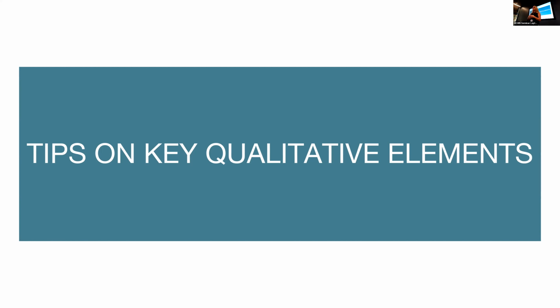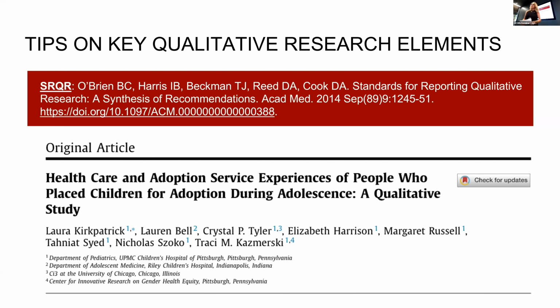And it's been quite a pleasure working with both Janine and Sylvia on this presentation. We have decided to take two articles, the SRQR, the Standards for Reporting Qualitative Research article, which is in your handouts and online, as well as an original article, Healthcare and the Adoption Services Experiences of People Who Place Children for Adoption During Adolescence, a qualitative study. We just randomly pretty much took this article as an example, so we can use that to sort of crosswalk between the SRQR and an article to help you understand the tips and giving examples for each of them.